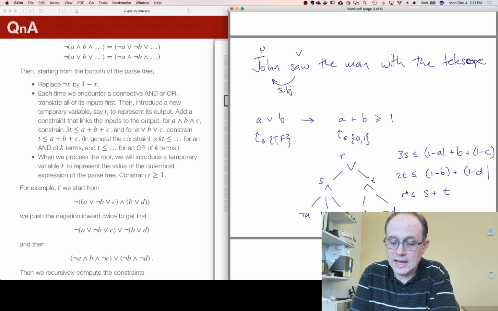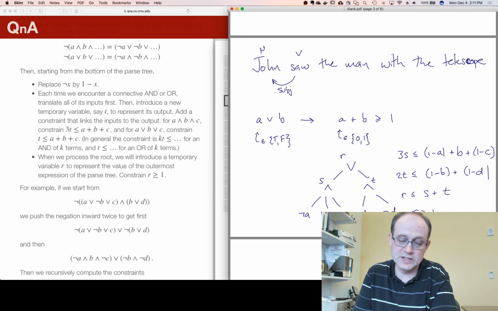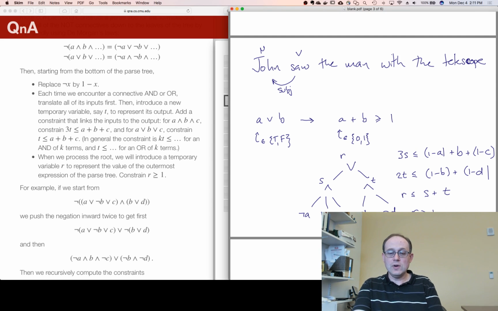Right? And now we're at the root, and so we add one last constraint, which is that the root node has to be bigger than or equal to 1. Right? Which is to say it has to equal 1. And so in order for the root node to be bigger than or equal to 1, that means that either S or T has to be true. And so if S is true, that enforces this constraint.